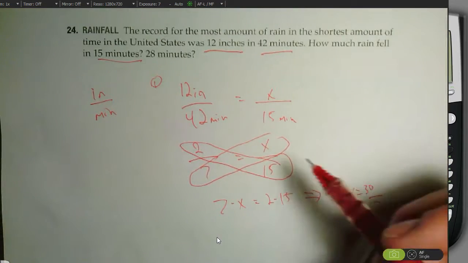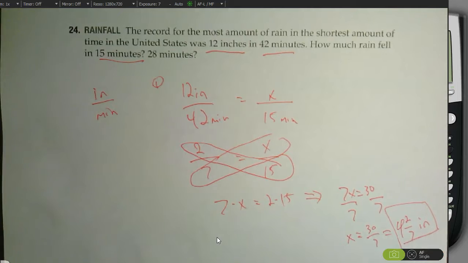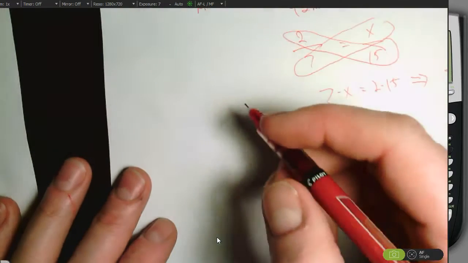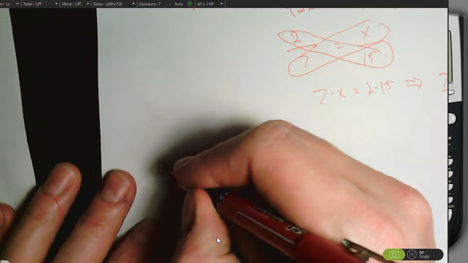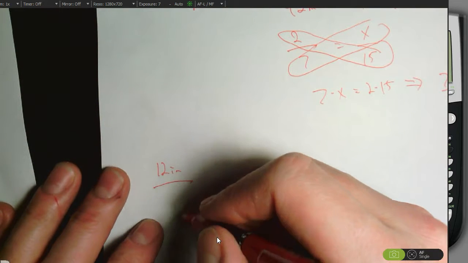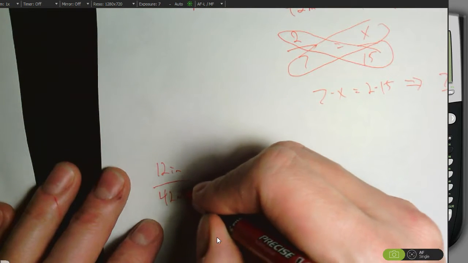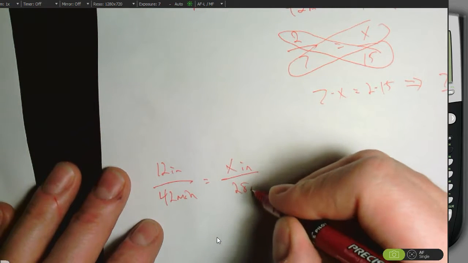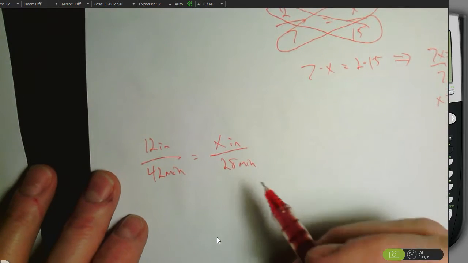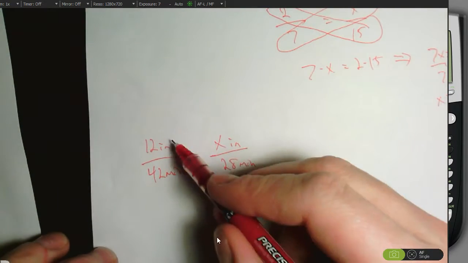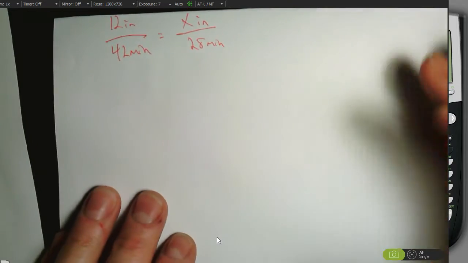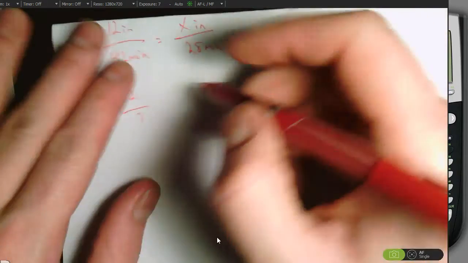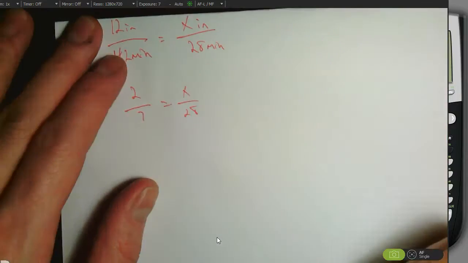The second thing they want us to do is, what about in 28 minutes? Okay. So same exact process. 12 inches in 42 minutes equals x inches in 28 minutes. Again, if I reduce this, it makes it a lot easier to do. Both those are divisible by 6, so if I reduce that, I'm going to get 2 over 7 equals x over 28.